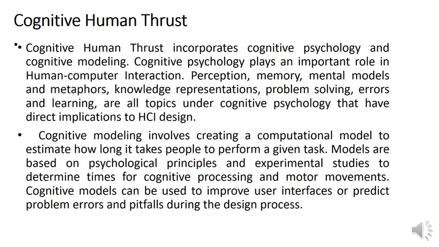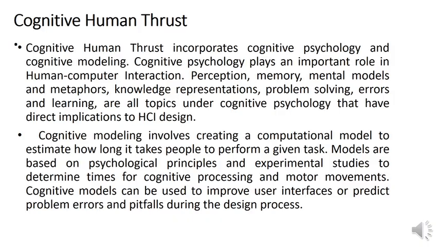Cognitive modeling involves creating a computational model to estimate how long it takes people to perform a given task. Models are based on psychological principles and experimental studies to determine time for cognitive processing and motor movement. Cognitive modeling can be used to improve user interface or predict problem error and pitfall during design process.